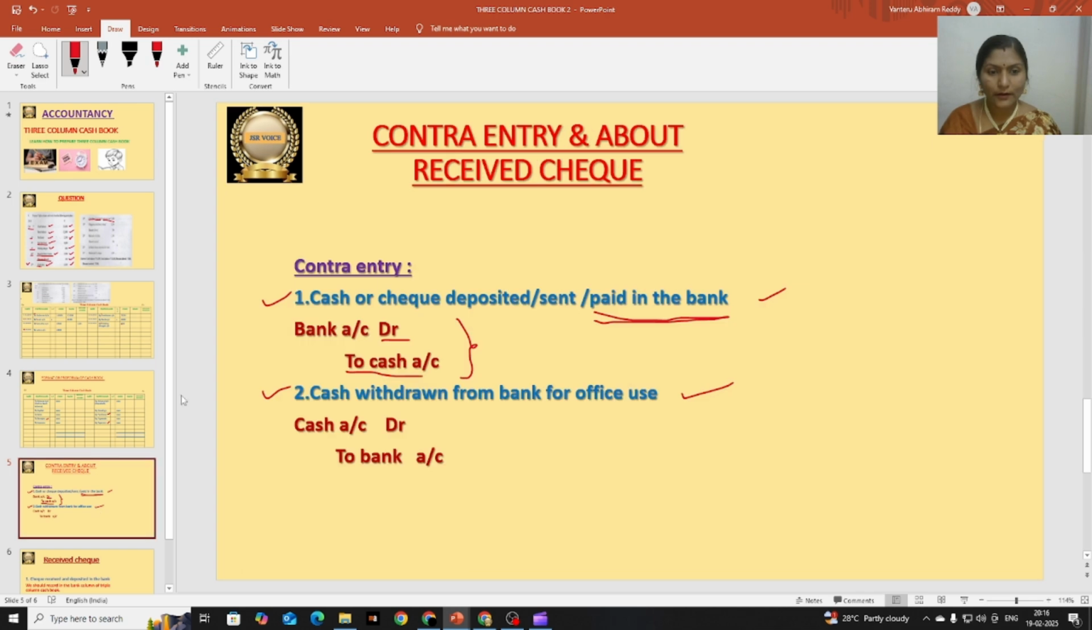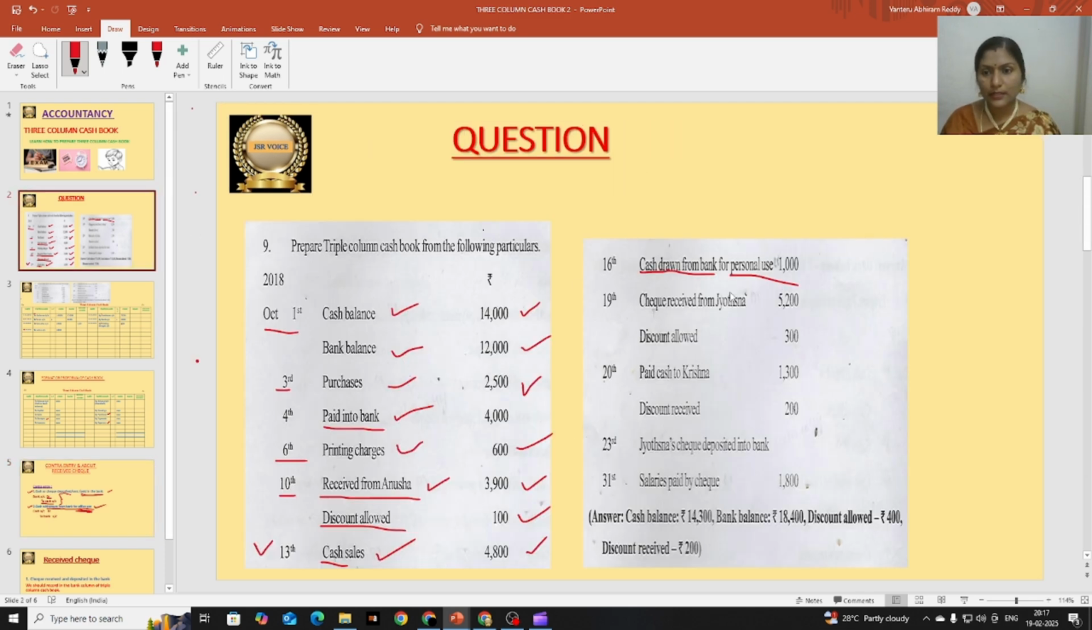You can see what the contra entries are; I will show. First one is cash or cheque deposited into bank. And cash withdrawn from bank for office use, second one. There in the question they mentioned withdrawn from bank, but for what use? Personal use. So personal use is drawings, not contra entry. It should be for office use, then only we will call it a contra entry. Now that is not a contra entry. You can see here what they mentioned, personal use. So personal use means drawings, not contra entry. Okay. So drawings, where we write, see the format.